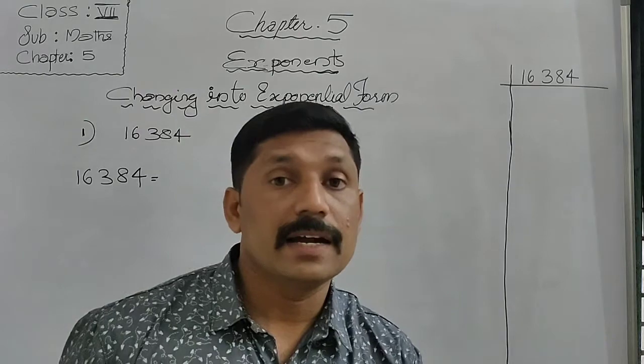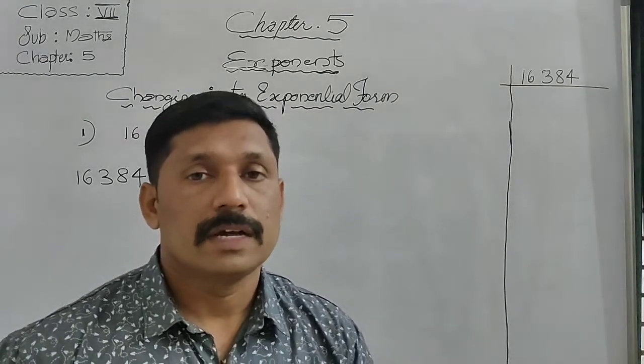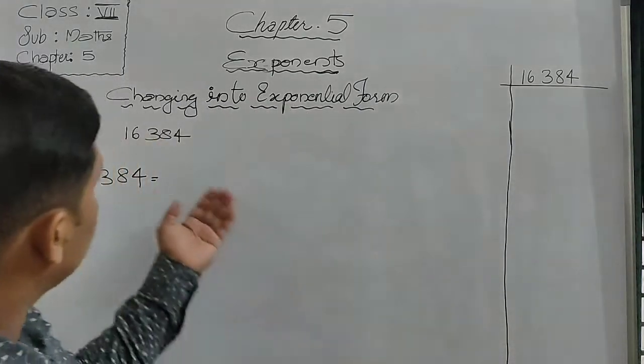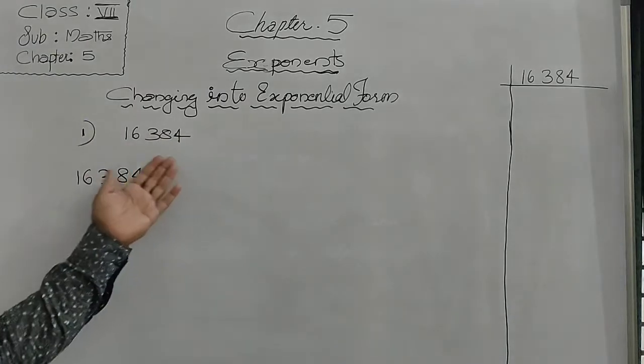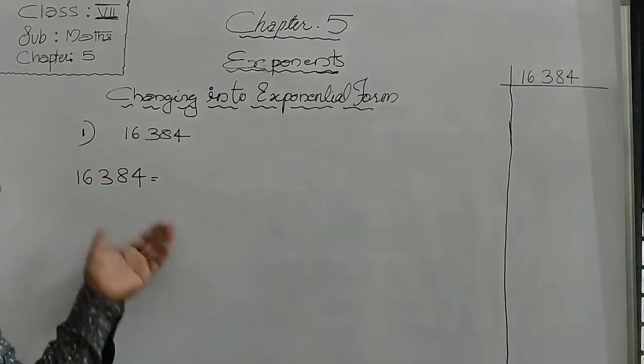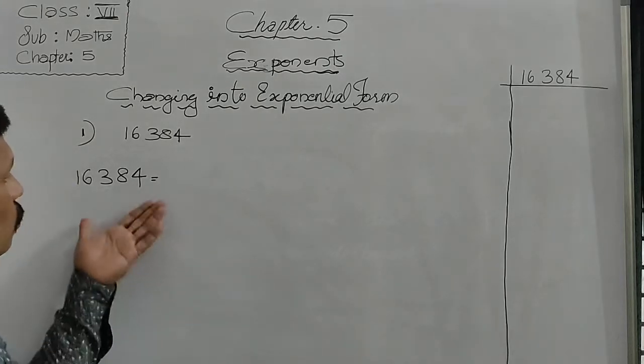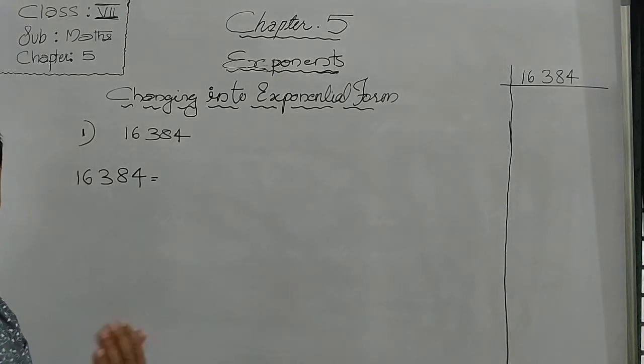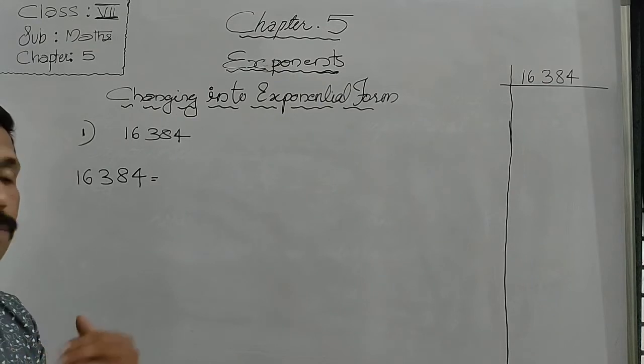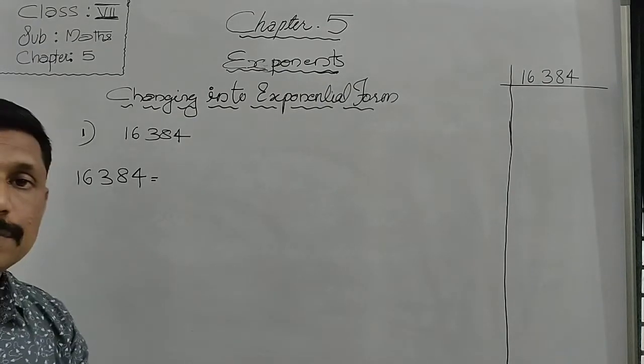Okay, that we can clearly understand with the help of the given example. Look here on the board. 16,384. We have to change this number into exponential form. Now it is in normal form. We have to change it into exponential form. You know that in an exponential form there should be a base and there should be powers.